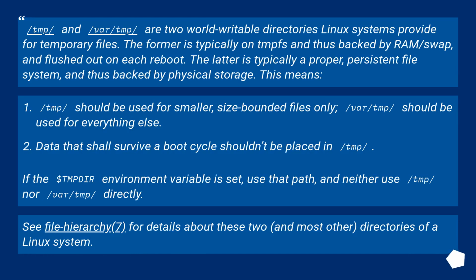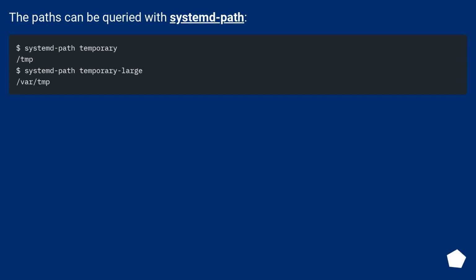/tmp/ and /var/tmp/ are two world-writable directories Linux systems provide for temporary files. The former is typically on tmpfs and thus backed by RAM/swap and flushed out on each reboot. The latter is typically a proper, persistent file system and thus backed by physical storage. This means /tmp/ should be used for smaller, size-bounded files only, and /var/tmp/ should be used for everything else. Data that shall survive a boot cycle shouldn't be placed in /tmp/. If the $TMPDIR environment variable is set, use that path, and neither use /tmp/ nor /var/tmp/ directly. See file-hierarchy(7) for details about these two, and most other, directories of a Linux system. The paths can be queried with systemd-path.